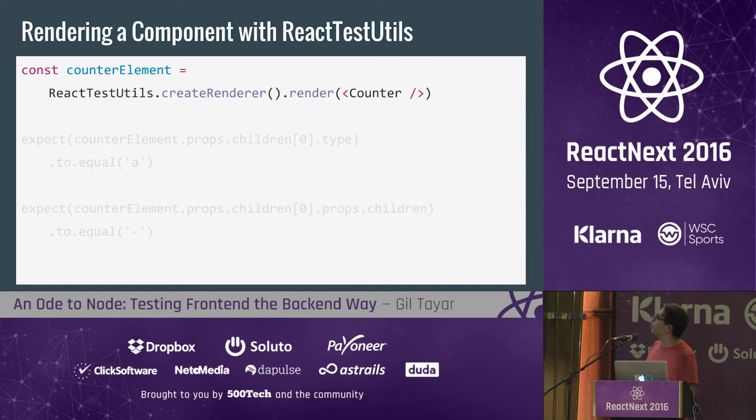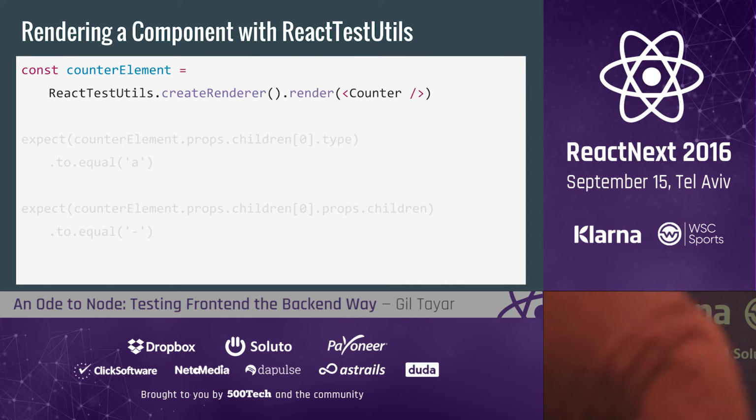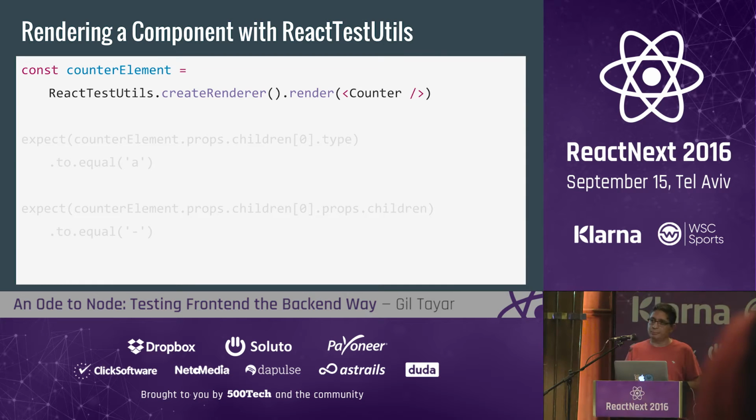This is rendering a component with ReactTestUtils. I use ReactTestUtils, I create a render. This is a shortcut, it's usually a bit longer. And then I render a counter. I'll be using the counter example. This is the usual counter as Dan Abramov and others use them. You know, a counter where you have plus and minus and a counter in the middle with state, which is the counter value. We render it.